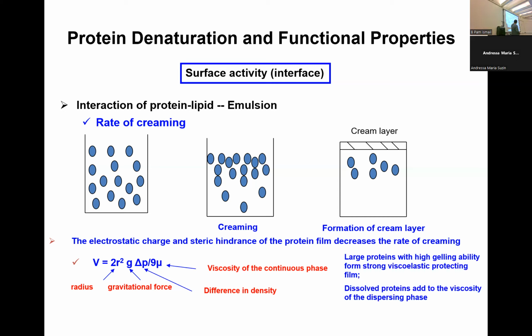So here it's saying that the proteins, if they are larger, are able to form a gel or have gelling ability, that means able to form interactions and form the film. So that has good viscoelastic properties, which will enable them to form a nice cohesive elastic film. And the dissolved proteins add to the viscosity of the continuous phase. Any questions there? We can ask questions. Okay.